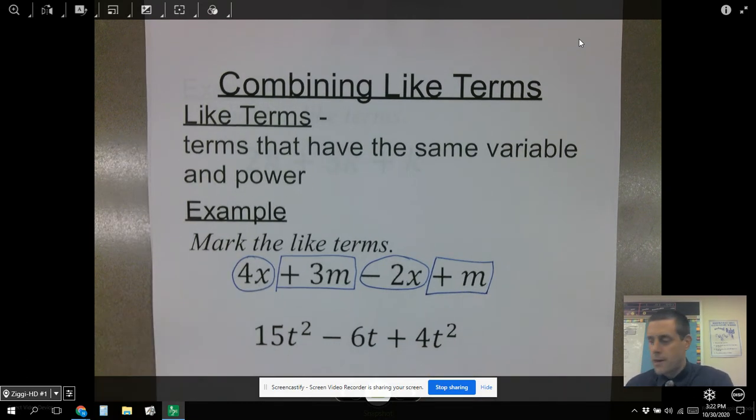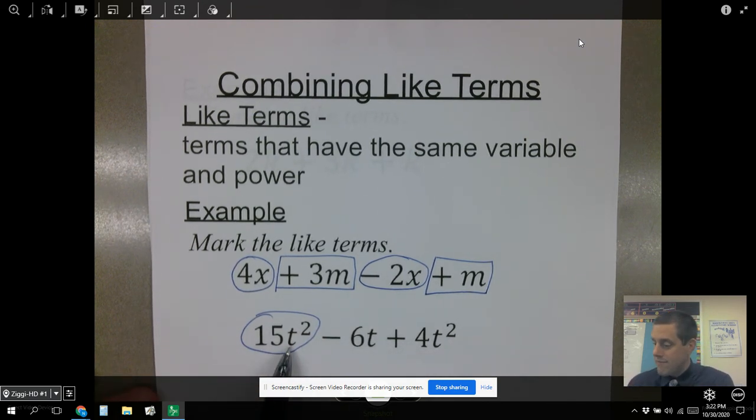Let's look at our next expression. 15t to the second power minus 6t plus 4t to the second power. My first term is 15t to the second power. I'm going to circle it. And I want to place a circle around any term that has the same variable t and power, meaning the exponent of 2. The next term I come across is 6t. They share the same variable, but because 6t doesn't have an exponent of 2, these terms are not like terms.